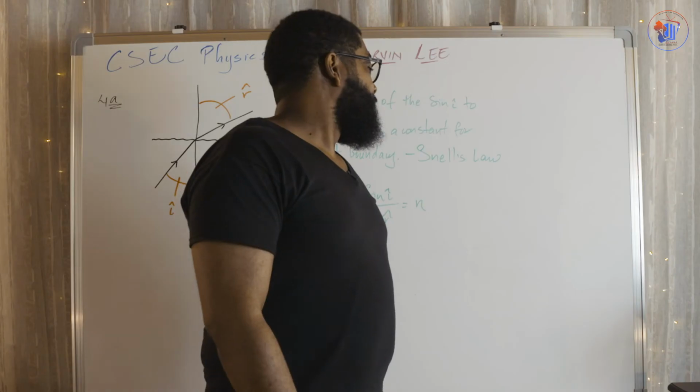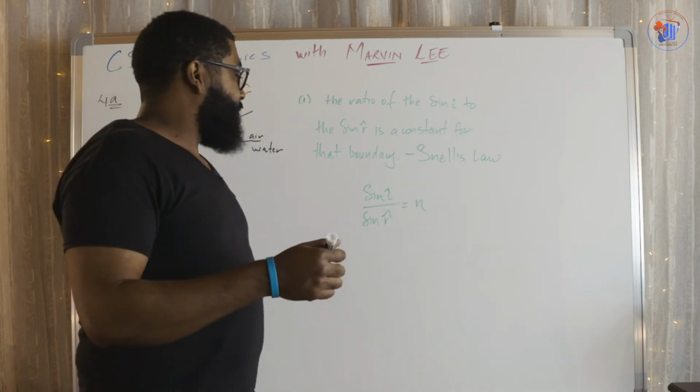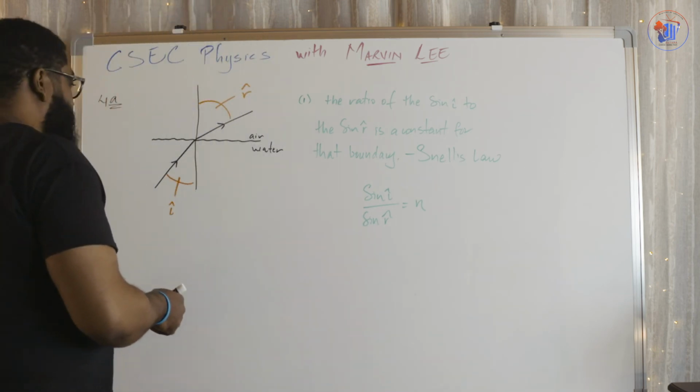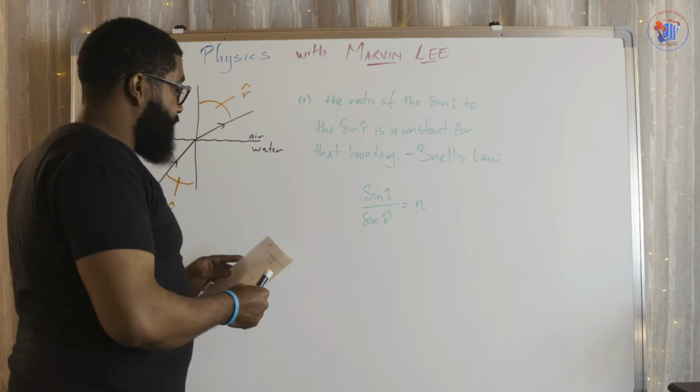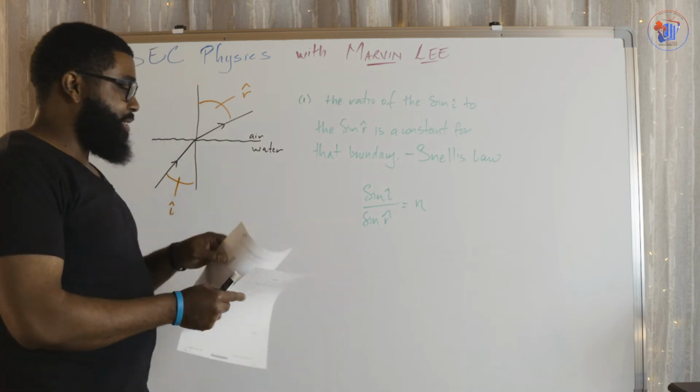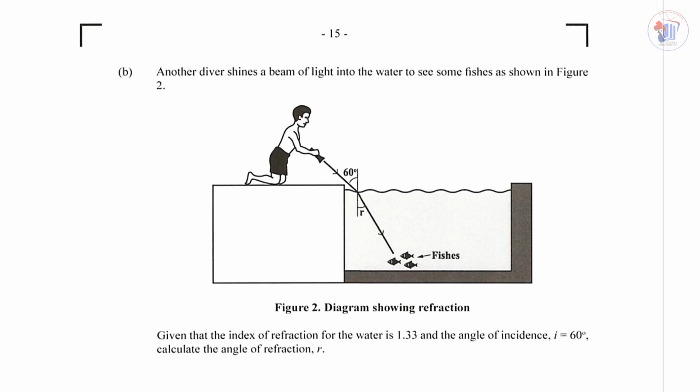Now, continuing with our question, we are asked to do a minor calculation using this formula: sin i upon sin r gives you the refractive index. Part B of the question says, another diver shines a beam of light into the water to see some fishes as shown in figure 2. Given that the refractive index for the water is 1.33, and the angle of incidence i is 60 degrees, calculate the angle of refraction r.